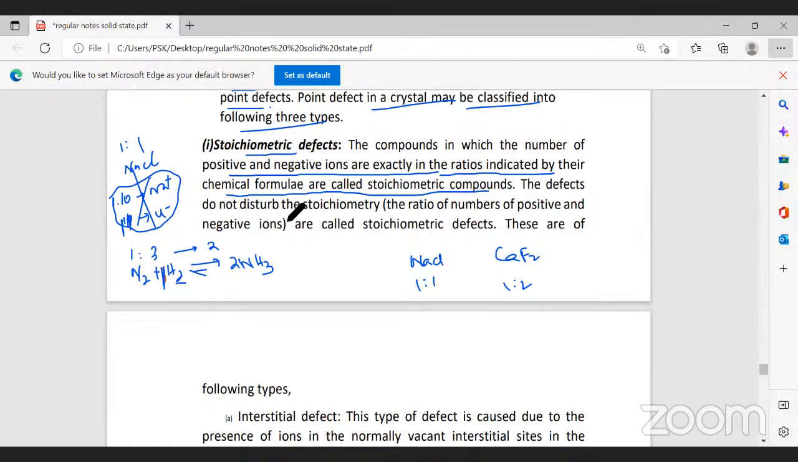The defect does not disturb the stoichiometry. That means the number of positive ions and negative ions will remain the same. But there are a few types of stoichiometric defects.